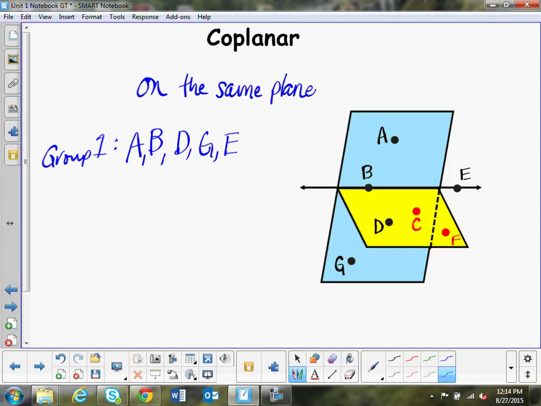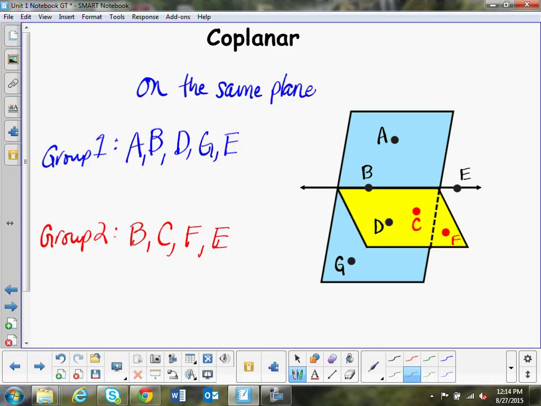Okay, so let's go for the yellow plane. Hold on. This is the yellow plane. We call that group 2. Okay, so you can name all the coplanar points. Aaron? No, not Aaron. Logan. B, C, F, E. Very good. B, C, F, and E. Those are all the points that are coplanar on the yellow plane. Okay? They're all on the yellow plane.